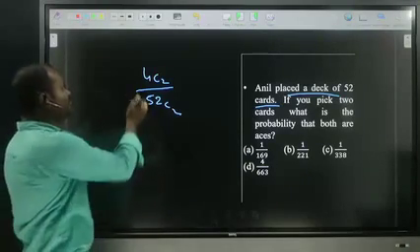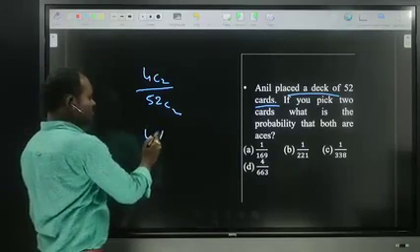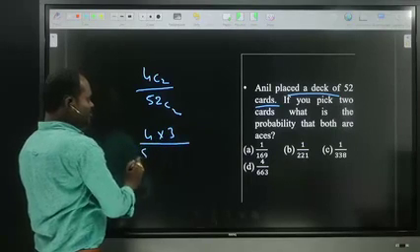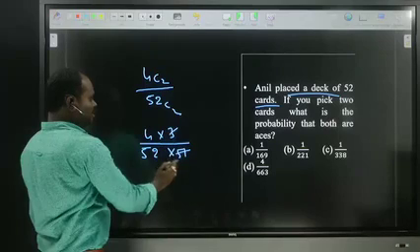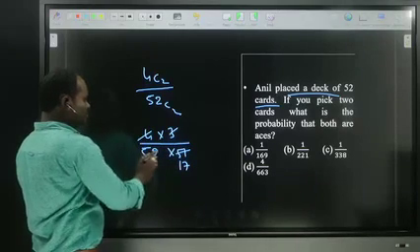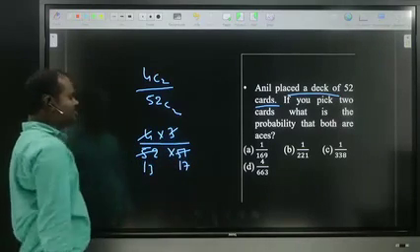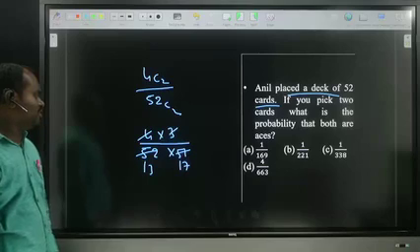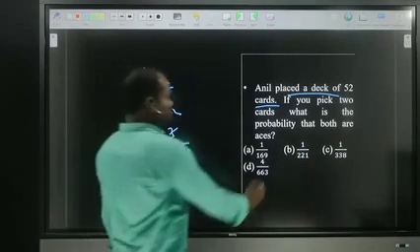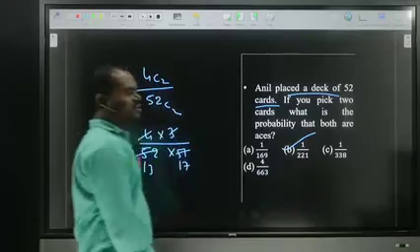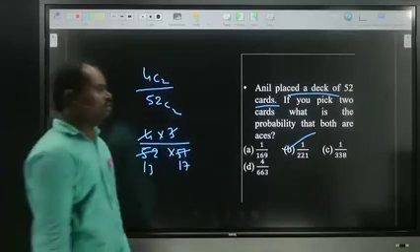What is the balance? 4 into 3 by 52 into 51. 3 17s are 51, 4 13s are 52. So 1 by 17 into 13. 17 tens are 170 plus 51, that is 221. So 1 by 221. Right?